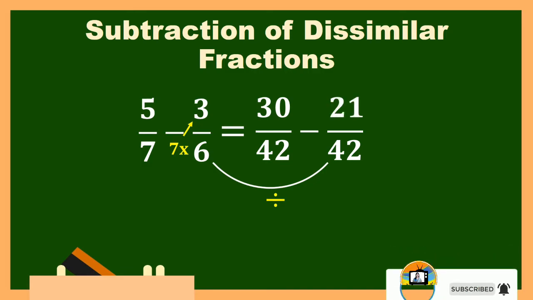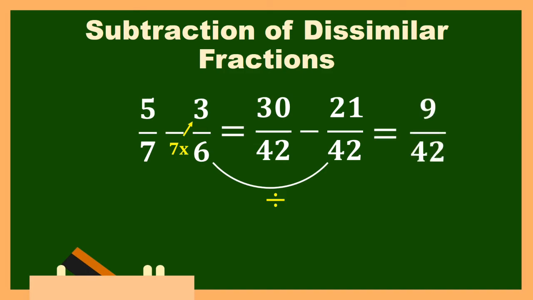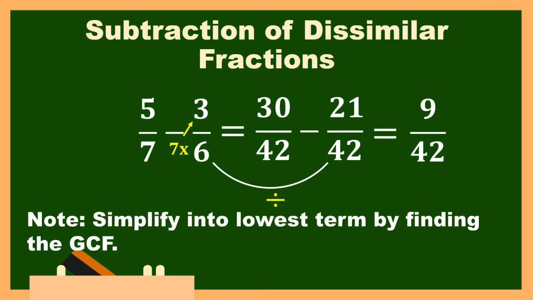Since similar fraction na sila, we can now just subtract. Just subtract the numerators and just copy the common denominator. So 30 minus 21 is equal to 9, and copy the common denominator na 42. So the answer is 9/42. But this is not the final answer, since it is still reducible into lowest term. So we need to find the GCF.